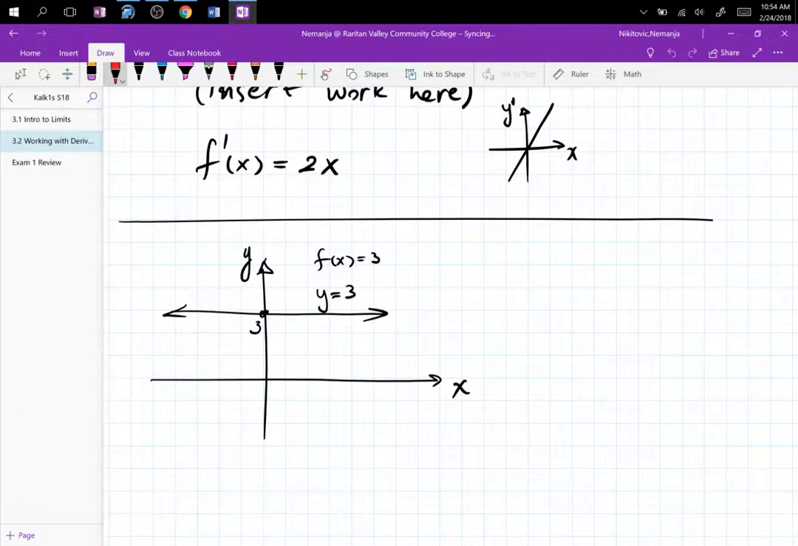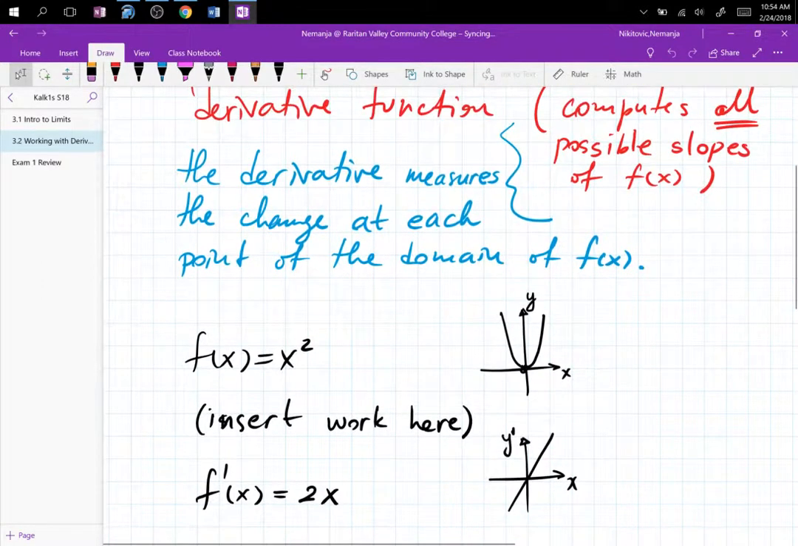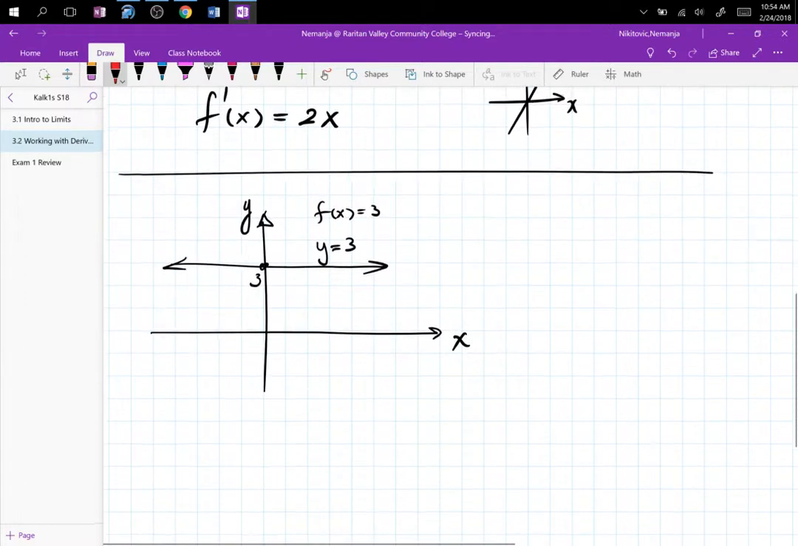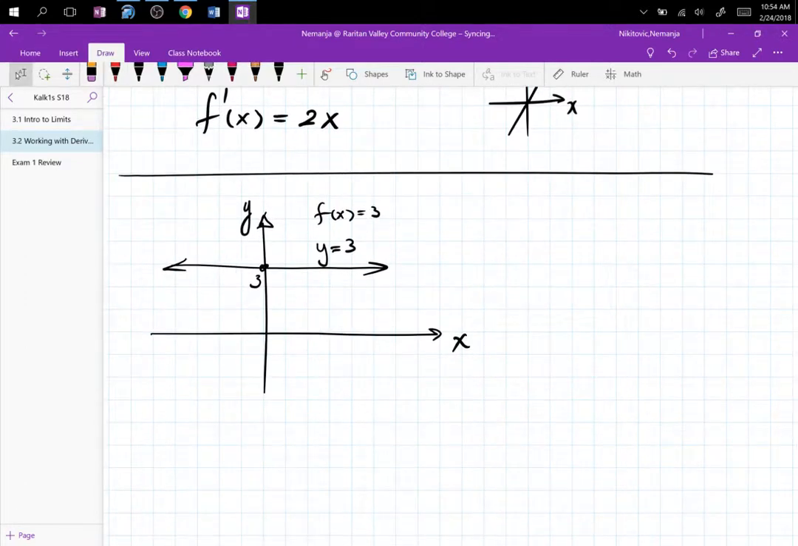I said it differently earlier. Measures what? Derivatives measure change. Derivatives measure change. Here. The word change, right there. Derivatives measure change. What's the change in a constant function?